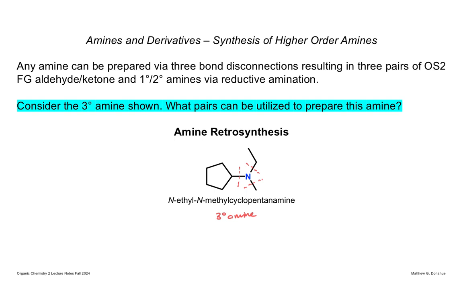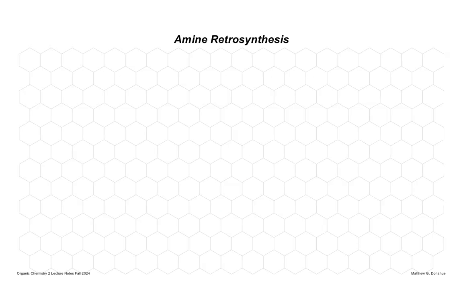Let me see if I can remember that. So we'll set up a table here. So carbonyl and amine. So these would be what we need to start with in each scenario to do that reductive amination. So we'll say 1, 2, 3. We can do it 3 ways.